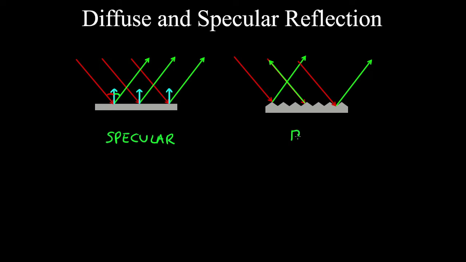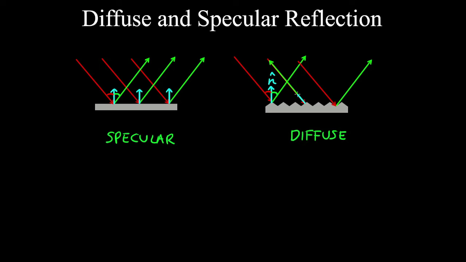Now on the other hand, diffuse reflection is the reflection of light from a rough surface. And this results in light being reflected in many different directions because the normal to the surface varies along its area. So for example, at this point, the normal to the surface may be in this direction, and therefore the angle of incidence being equal to the angle of reflection results in a reflected ray that points in this direction.